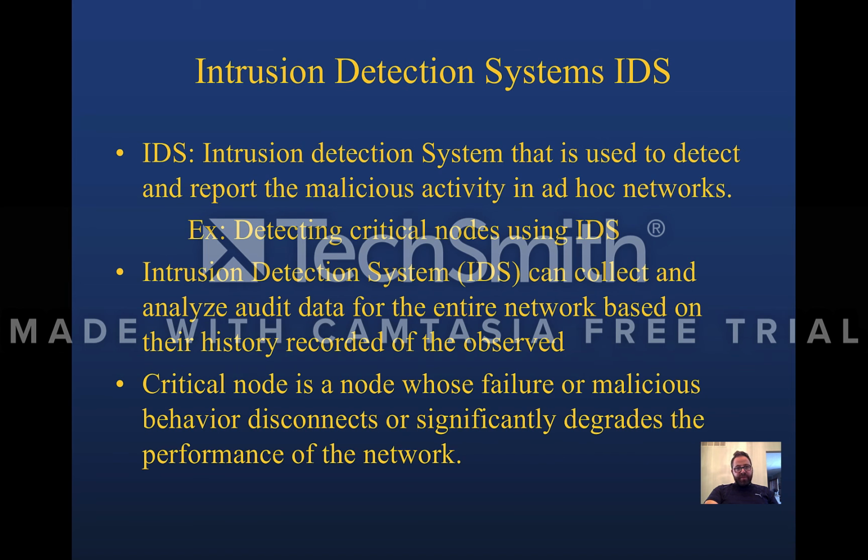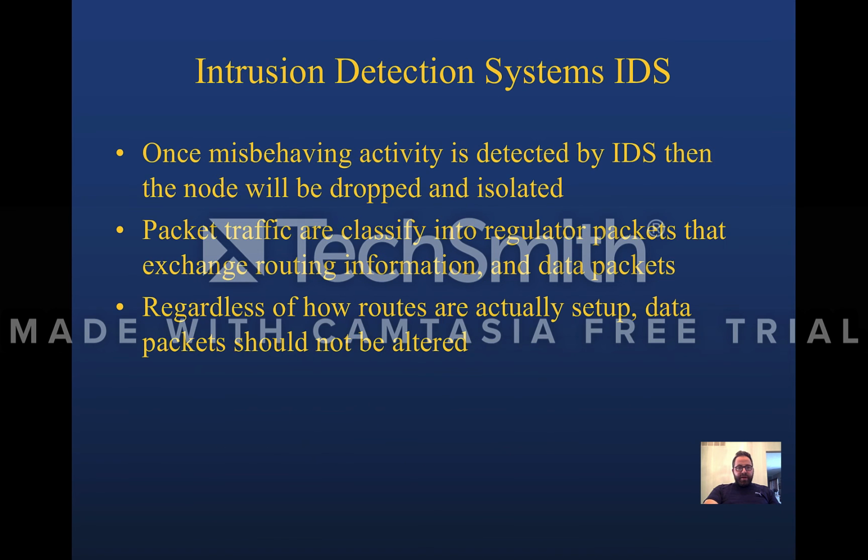What is the IDS? The intrusion detection system detects and reports malicious activity in the ad hoc network. This happens by recording the behavior of the network, analyzing it, and comparing it with the history recorded before, so we can figure out if there's any malicious or abnormal behavior. We consider such a node a critical node, whose failure or malicious behavior disconnects or significantly degrades the performance of the network. What can we do with this node? If there's any misbehavior activity, we can drop and isolate this node.